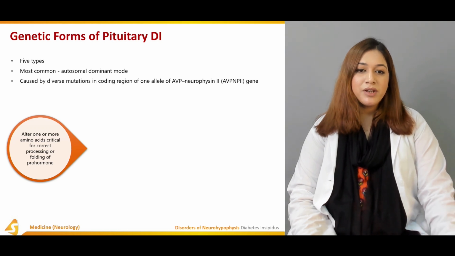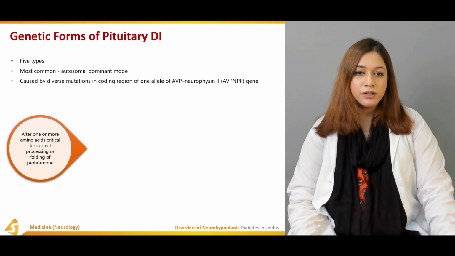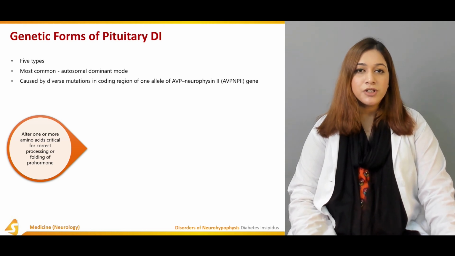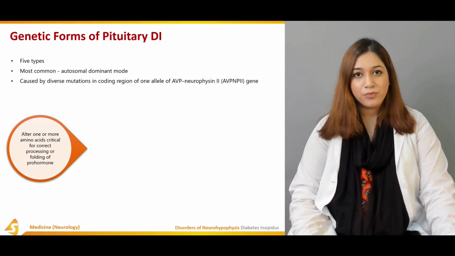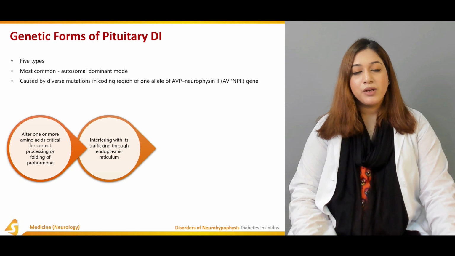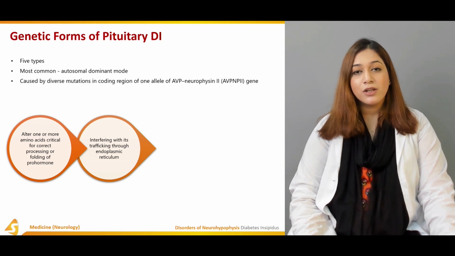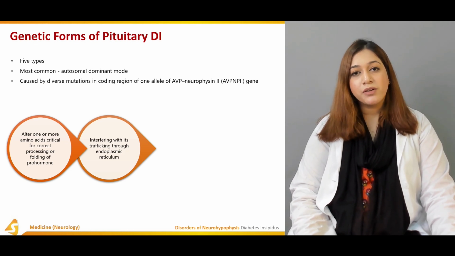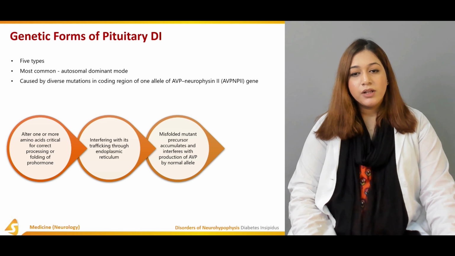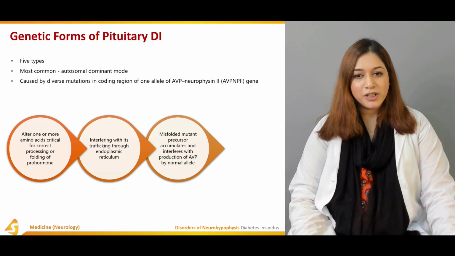What happens is whenever these mutations occur, they alter one or more amino acids which are critical for correct processing or folding of the prohormone. Now, when there is incorrect processing or folding of the prohormone, it will interfere with the trafficking through the endoplasmic reticulum. That misfolded mutant precursor will start accumulating.